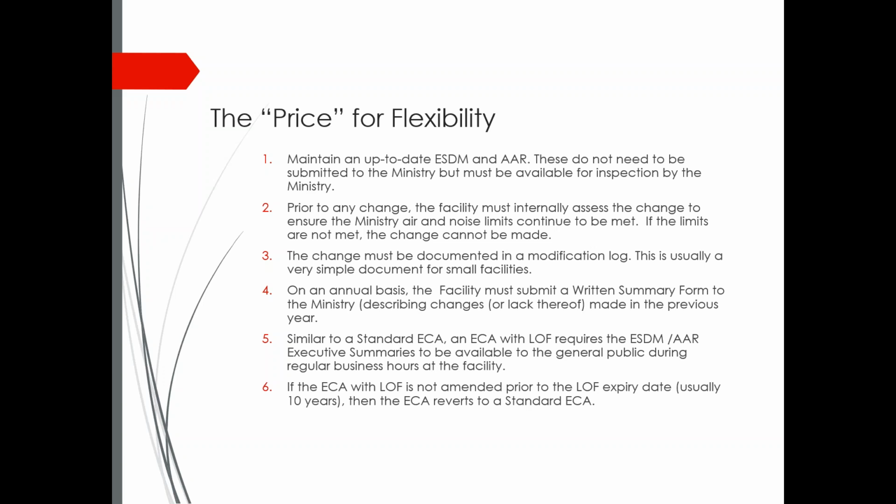Similar to a standard ECA, an ECA with LOF requires an ESDM and AAR available to the general public, the executive summaries. And if the ECA with the LOF is not amended prior to its LOF expiry date, usually a 10-year expiry date, it just reverts to a standard ECA. So in that case, if you make changes after 10 years, you would have to submit an ECA amendment.